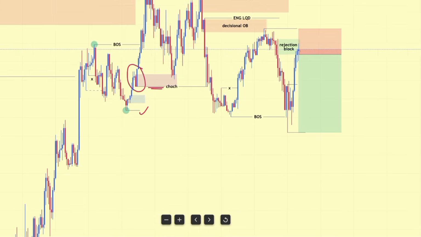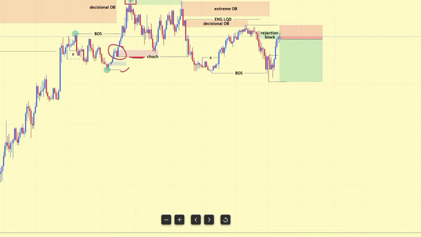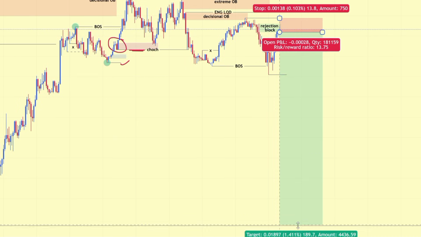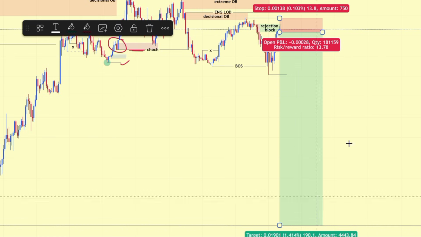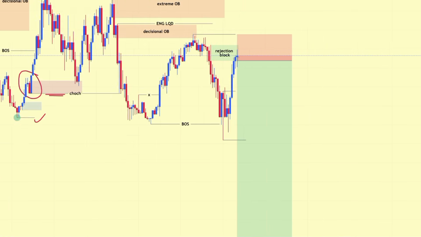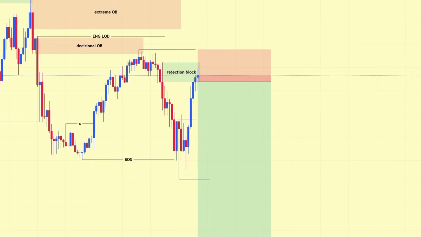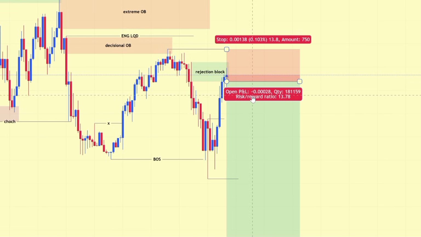But for the swing trader, of course, they will have to hold all the way towards this external liquidity, the higher time frame external liquidity. Again, you can clearly see the insane risk to reward, 1:13. Guys, you can clearly see the risk to reward, how insane it is and all of that. And in this case, this would have been such a great trade.